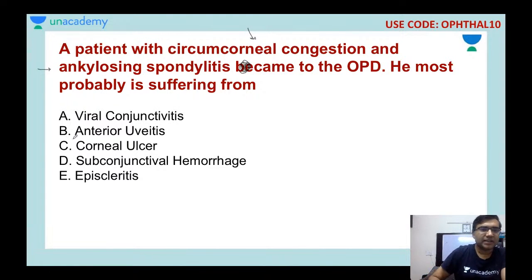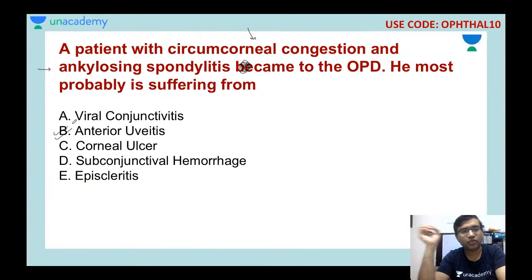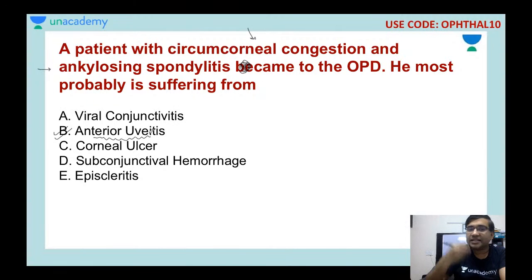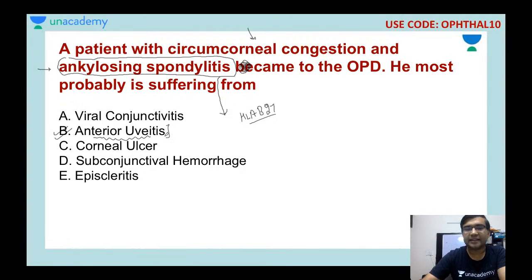So very good, Dr. Amog. The answer here is uveitis. So uveitis, which is the inflammation of the iris and the pars plicata part of the uveal tract, the ciliary body, this causes anterior uveitis. Now circumcorneal congestion can be in the corneal ulcer also. So why is C not the answer? So remember the word ankylosing spondylitis. Whenever you think about ankylosing spondylitis, it is HLA-B27 positive, and the most common ocular manifestation for that is anterior uveitis. Okay, so the answer here is B.